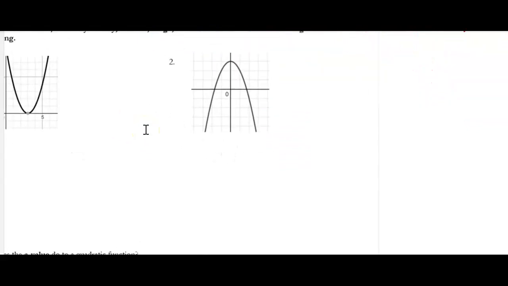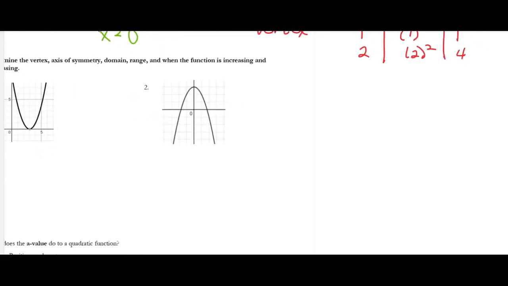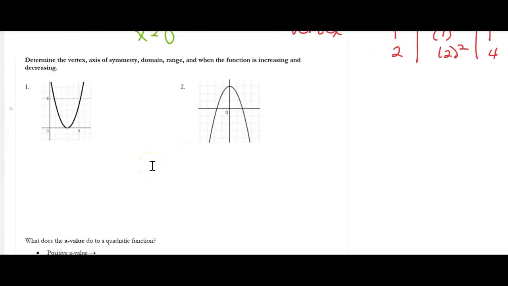So the first thing, whoa, we zoomed in. Hold on. Okay, so the first thing we need to do is find the vertex. Well, this is our vertex. And the ordered pair for our vertex is (3, 0).